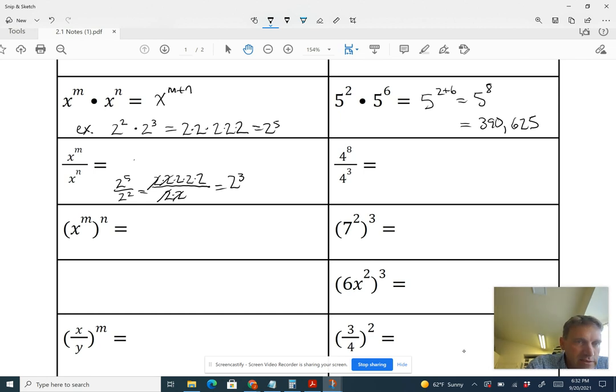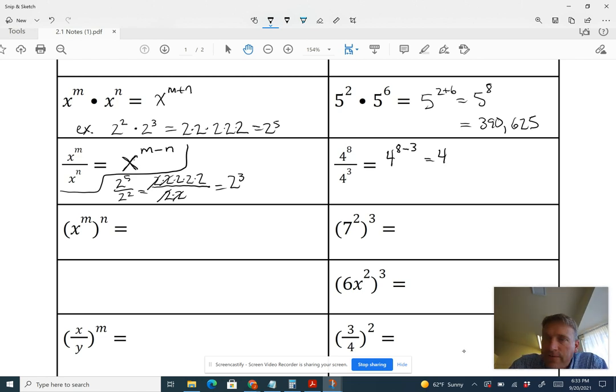And so the rule is x to the m divided by x to the n is x to the m minus n. It's always the top exponent minus the bottom exponent, the exponent of the base. And so that then is the rule. So over here, this is 4 to the 8 minus 3, which is 4 to the fifth power, and that as a number is equal to 1,024.